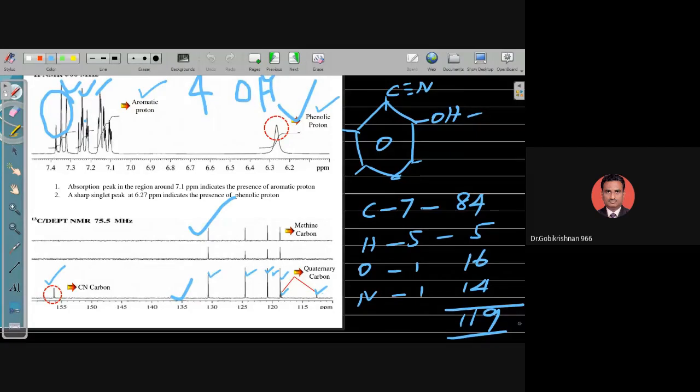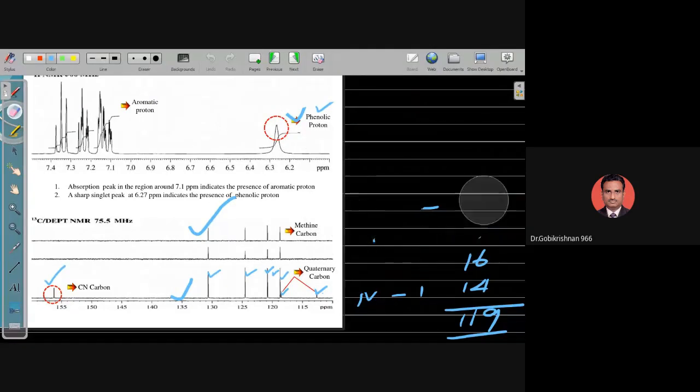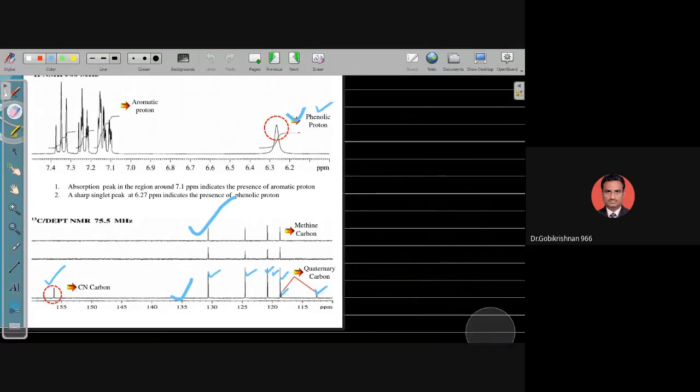Now, totally 7 carbons are there. Next, what about this one? Therefore, I can predict the molecule is C6H5OHCN, that is hydroxybenzonitrile. But I don't know what the position is here. Is it ortho-hydroxy, meta-hydroxy, or para-hydroxy? That also I don't know.